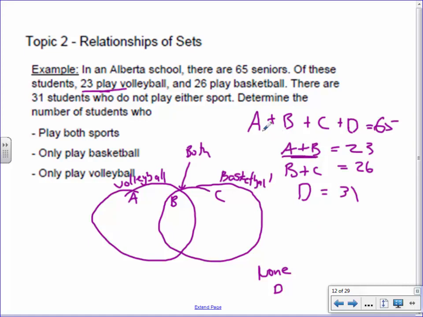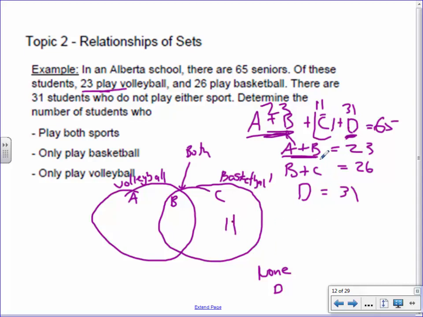You take say A and B right here. This A and B right here is 23. D here is 31. So then 23 plus C plus 31 is 65. What's that? That's 54. I think C is 11. Can you guys do that in your heads? Do I need to show you that stuff? A and B right here is 23. D is 31. So by default, C better be 11.